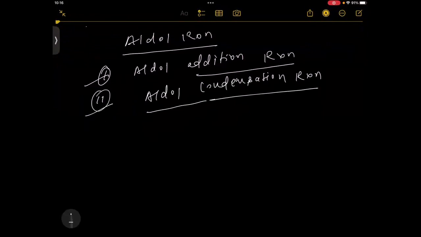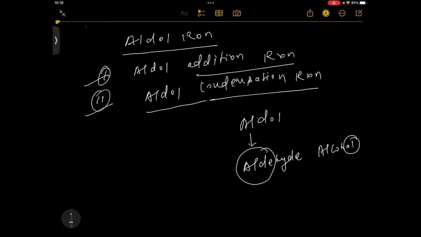Students, whenever we talk about aldol, aldol means what? That is the combination of aldehyde and alcohol. When aldehyde and alcohol are combined, you get aldol. Correct? So in aldol reactions, the aldol that forms has an aldehyde group as well as an alcoholic group.